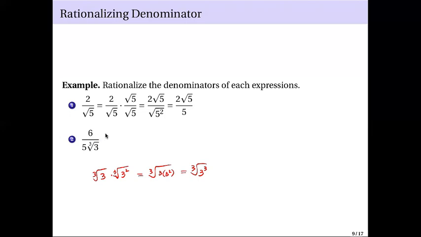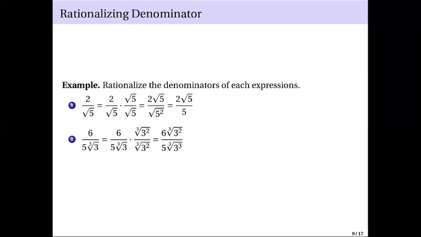So, you multiply and divide this expression by the cube root of 3 squared. So we have here 6 over 5 cube root of 3 times cube root of 3 squared divided by cube root of 3 squared. If we simplify this, you will have 6 cube root of 3 squared for your numerator. For the denominator, you will have 5 cube root of 3 cubed.